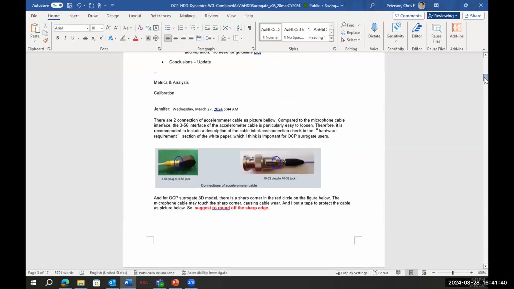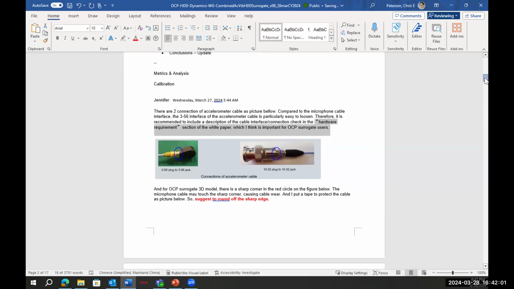Okay. And then what you had said, Jennifer, and I just wanted to make sure I got this right. I think what you're saying is to make sure that the reader and the user makes a good connection at the places where you put the blue ovals. Do I understand that correctly? Yes. Okay.